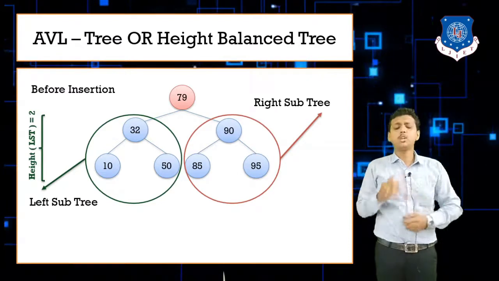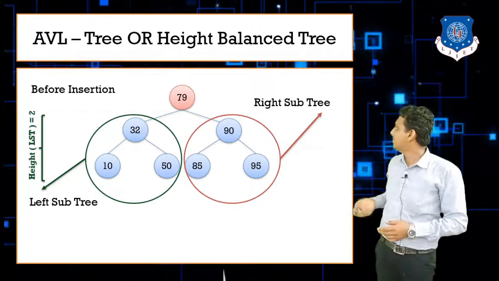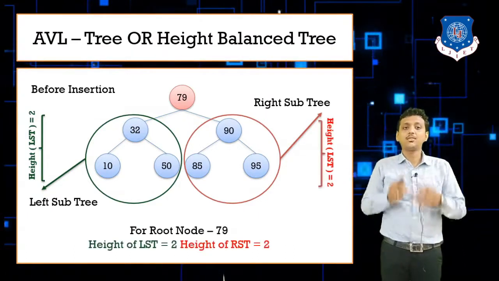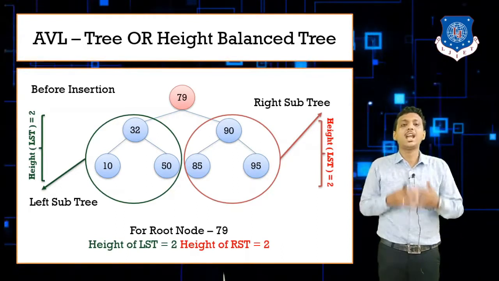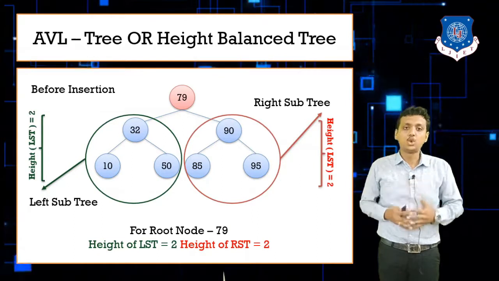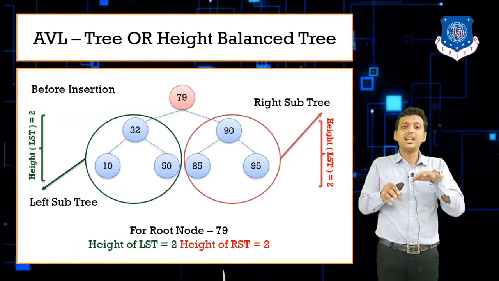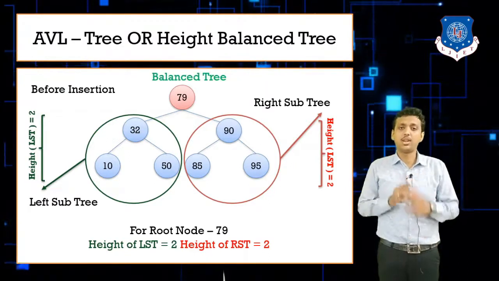Now, if I am talking about the right subtree height, you can say the right subtree height is also 2. So for root node 79, students, the height of the left subtree and right subtree is 2. That means here your tree is in a balanced situation. Such a tree is known as a balanced tree.